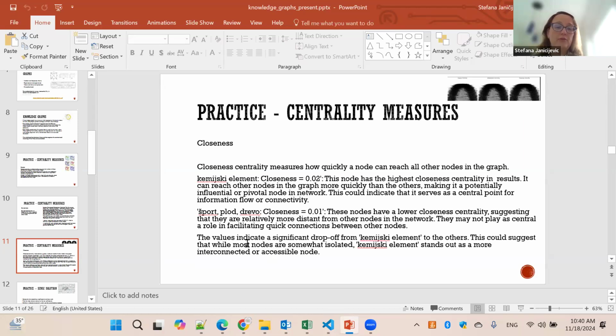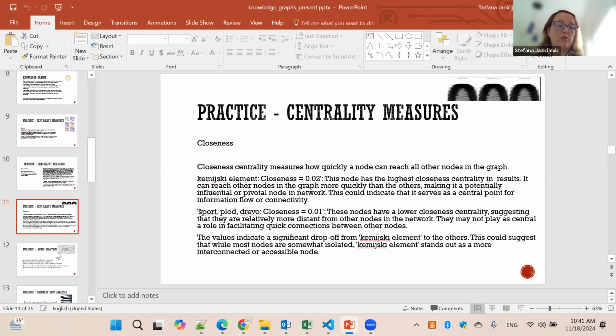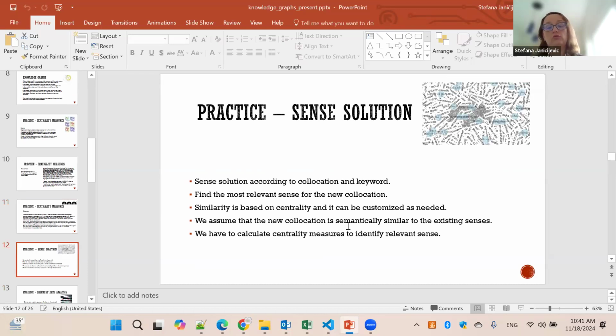If we indicate a significant drop off after chemistry element, this could suggest that while most nodes are somehow isolated, chemistry stands out as a more interconnected and accessible node. So this is our conclusion about centrality measures.